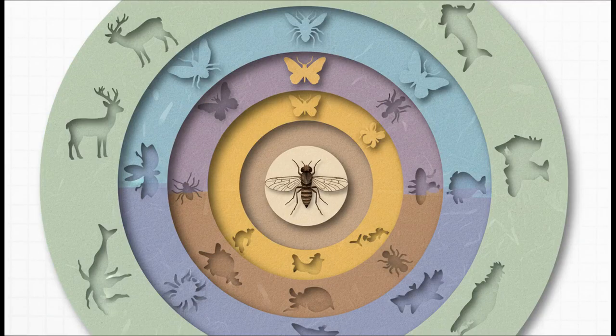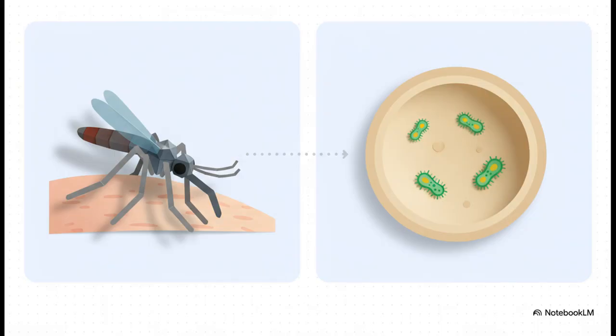So where do these guys fit in the grand scheme of things? Well, they're animals, they're arthropods, specifically insects, and they belong to the order Diptera, which makes them true flies. So yeah, they're distant cousins to the common housefly or the mosquito. And understanding this family tree is absolutely crucial for scientists who are trying to figure out their biology and how to control them.